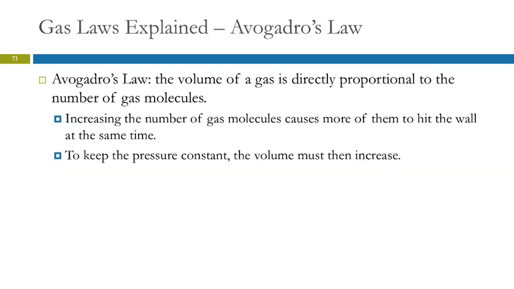So we'll go on. Avogadro's law: the volume of a gas is directly proportional to the number of gas molecules. So if you increase the number of gas molecules in the container, it makes sense that those particles are going to hit the sides more frequently, right? If you put twice as many kindergartners in that classroom, they're going to run into each other more frequently. The pressure would go up. Well, in Avogadro's law, we're also maintaining a constant pressure. In order to do that, we have to expand the volume. So if you increase the moles of gas, you increase the volume.